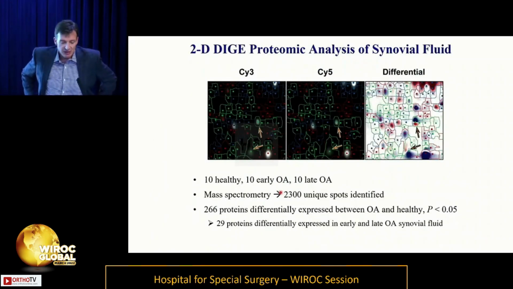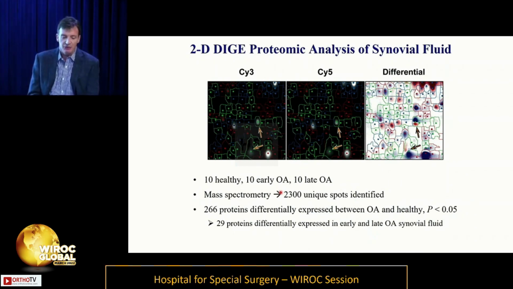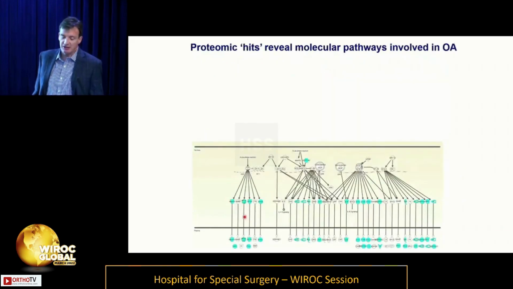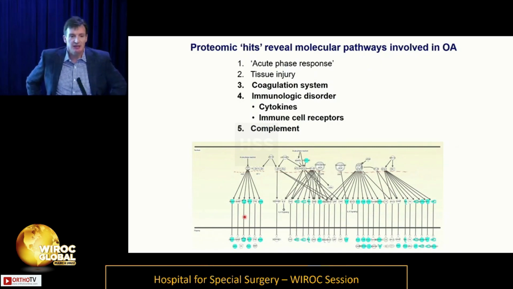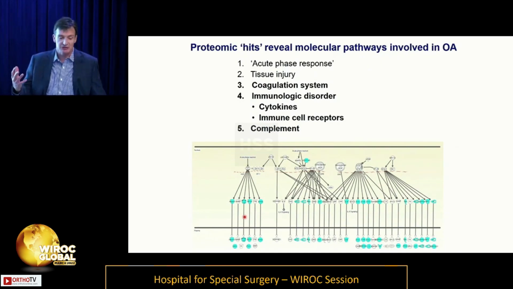So with David, we did this 2D-gel proteomic survey. We took 10 healthy synovial fluids, 10 early OA, and 10 late OA synovial fluids. We used mass spectrometry. We identified 2,000 spots, 260 different proteins. When we organized these by classical pathway analysis, not surprisingly, the top hit is acute phase response, effectively wound injury, a failure to resolve your wound. It's the top two pathways.